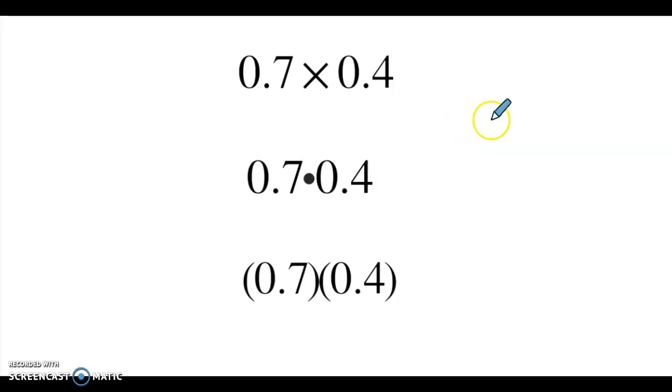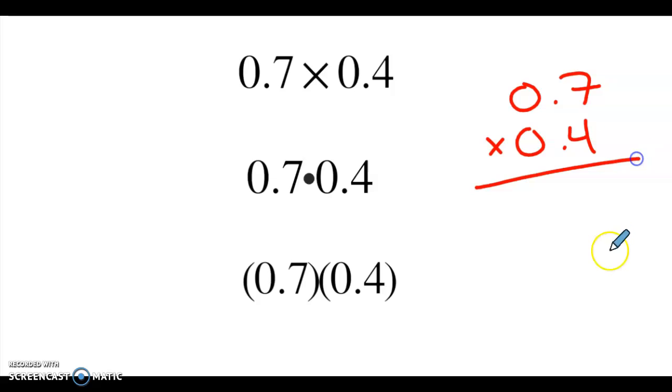So now if I were to solve these, you're going to get the same answer. So I'm going to have 0 and 7/10 times 0 and 4/10. All right? 4 times 7 is 28. Carry my 2. 4 times 0 is 0. Plus 2 is 2. Now I'm going to do the 0.